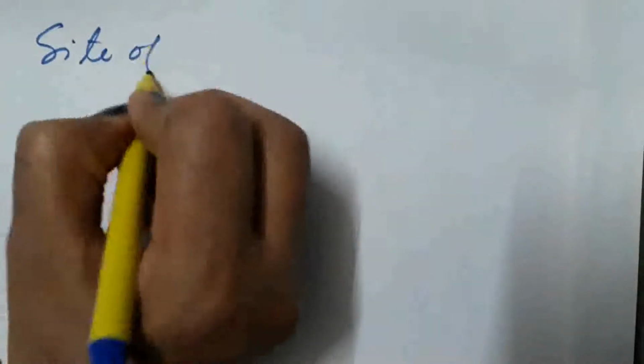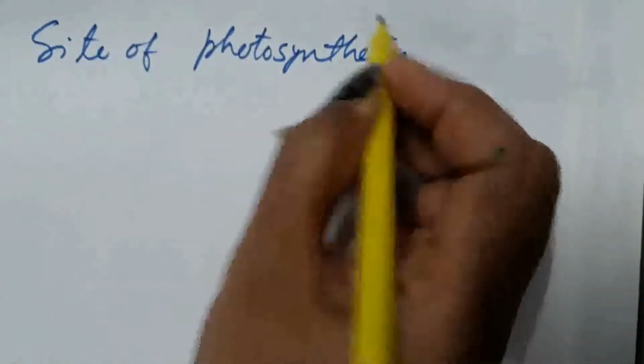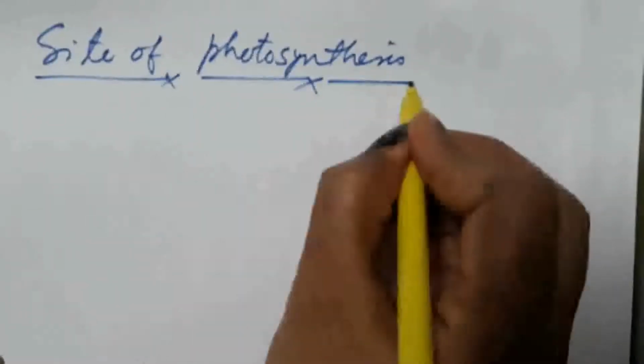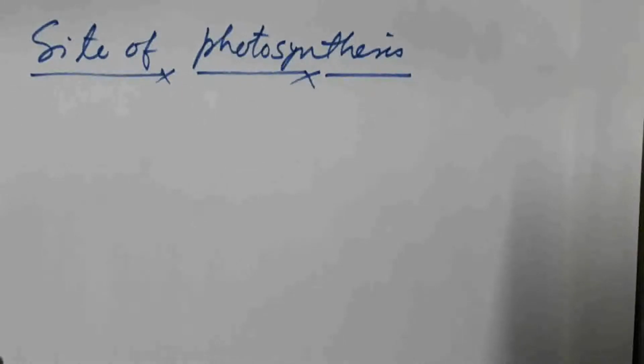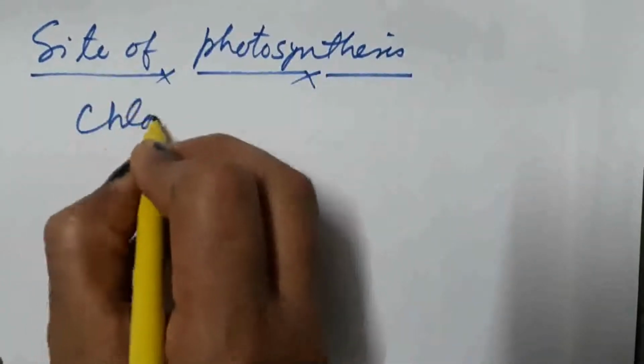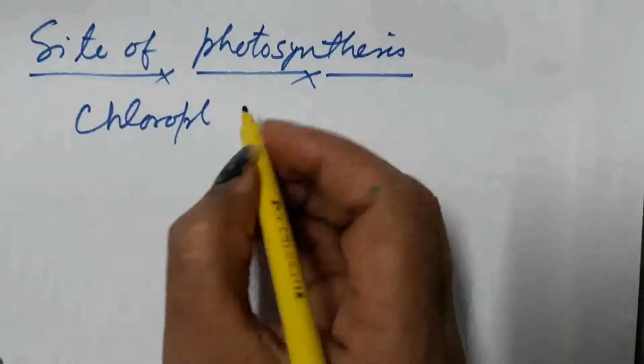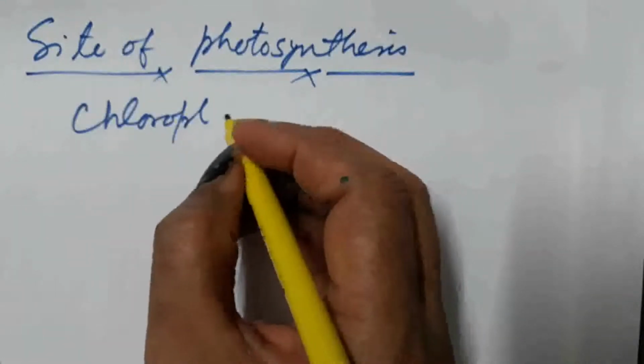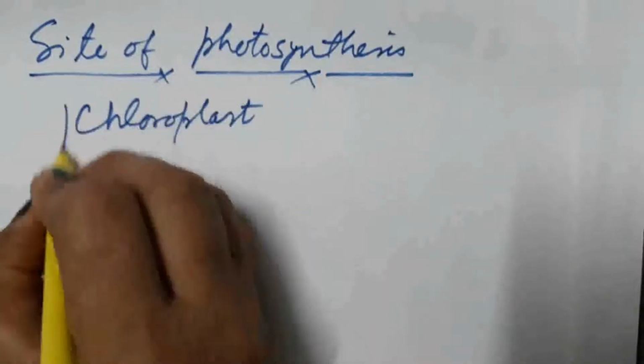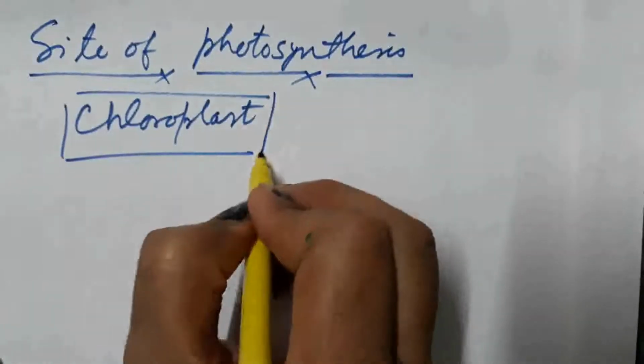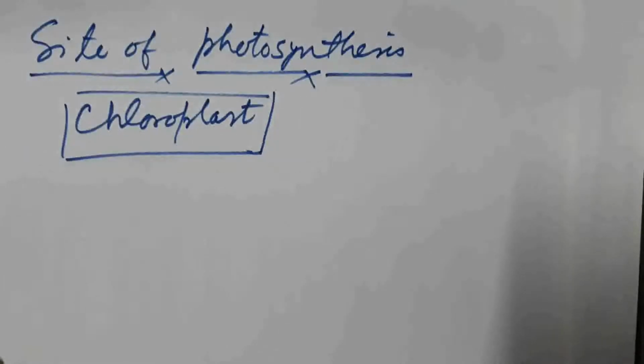Now we will discuss the site of photosynthesis. Where does this process take place in green plants? What is the site of photosynthesis? This process is carried out in the chloroplast, which is present in the green part of the plant. Chloroplast is the cell organelle which is found in the green part of the plant.